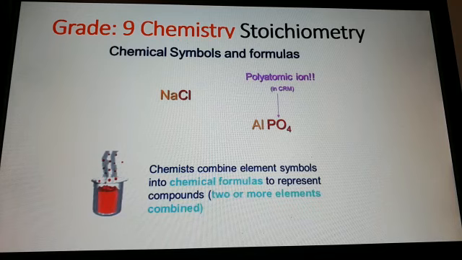The chemist combines element symbols into chemical formulas to represent a compound. Here, sodium chloride: the symbol of sodium is Na, the symbol of chlorine is Cl. The sodium combines with the chlorine, forming sodium chloride. Same like this, aluminium phosphate: aluminium, phosphorus and oxygen. These three elements combine to form a compound.